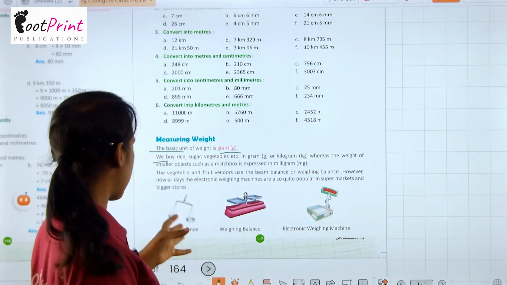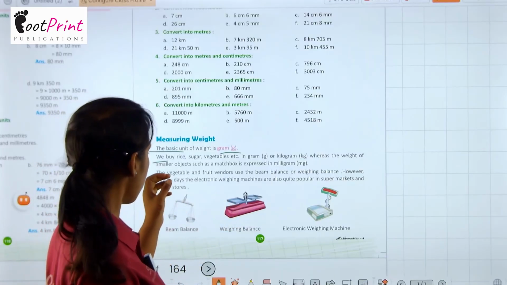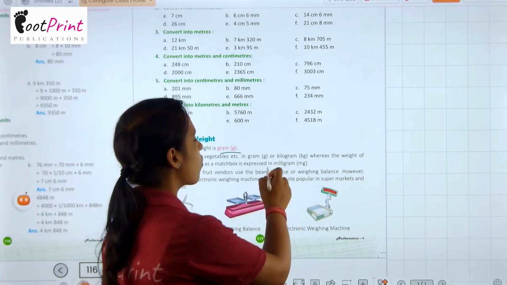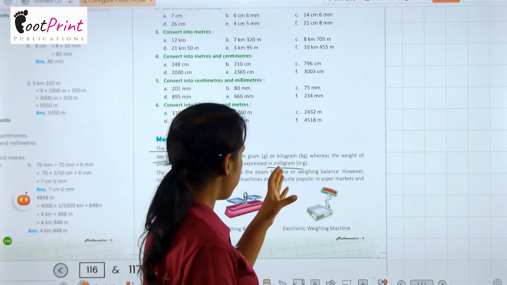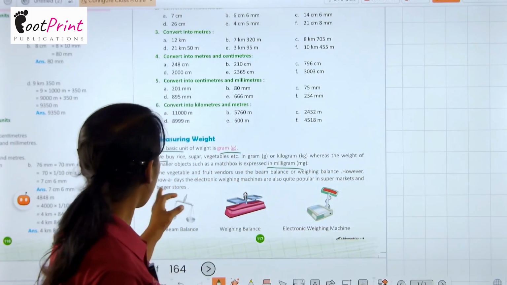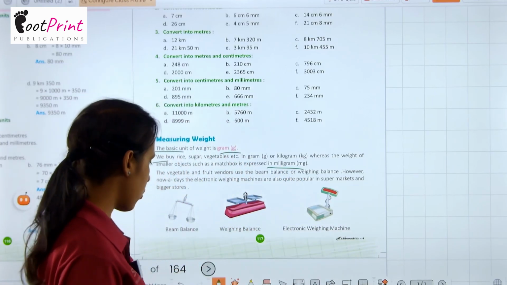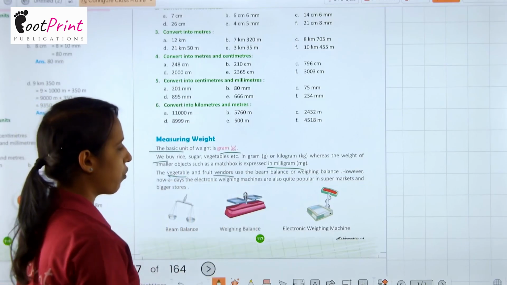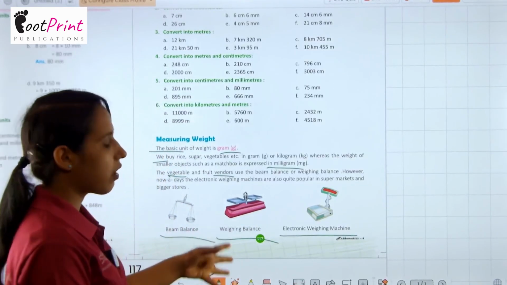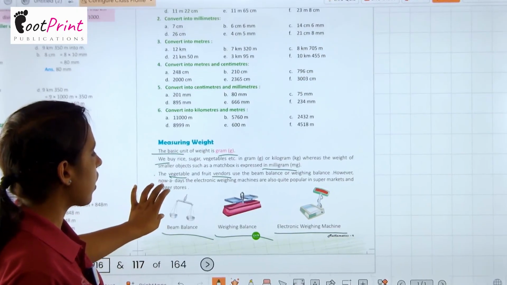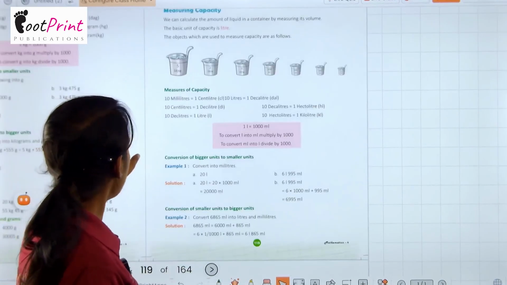कि जब हम वेजिटेबल, शुगर, राइस ये सब खरीद रहे हैं तो हम ग्राम और किलोग्राम में मेजर करते हैं उनको. और जो बिल्कुल हल्का ऑब्जेक्ट होता है, जो जैसे कि मैच बॉक्स हो गया, माचिस हो गई, उसको हम मेजर करेंगे मिलीग्राम में. ओके, तो द वेजिटेबल एंड फ्रूट वेंडर्स यूज द बीम बैलेंस और वेगिंग बैलेंस. However, nowadays the electronic weighing machine are also quite popular in supermarkets and bigger stores. So, जो वेजिटेबल और फ्रूट वेंडर्स होते हैं वो क्या बीम बैलेंस का यूज करते हैं, इलेक्ट्रॉनिक वेगिंग मशीन और वेगिंग बैलेंस का वो यूज करते हैं. तो इस तरीके से आपने देखा होगा जब आप मार्केट में या शॉप में जाते हैं तो वो ऐसे वेट करते हैं. ठीक है, नाउ मूव टू द नेक्स्ट.